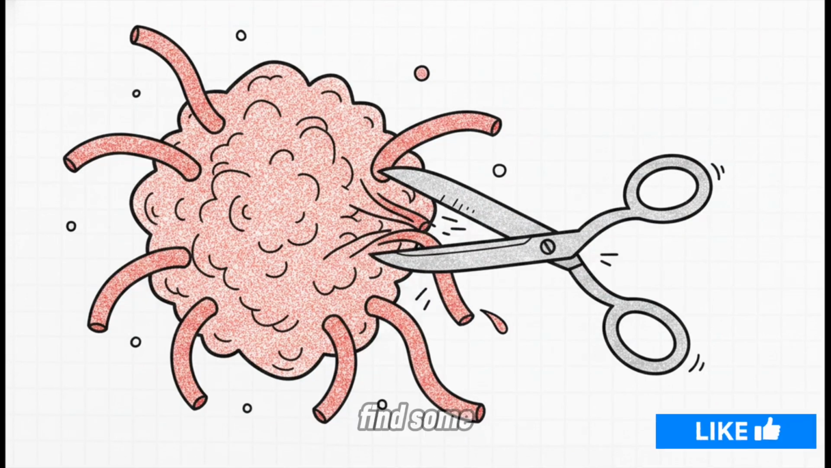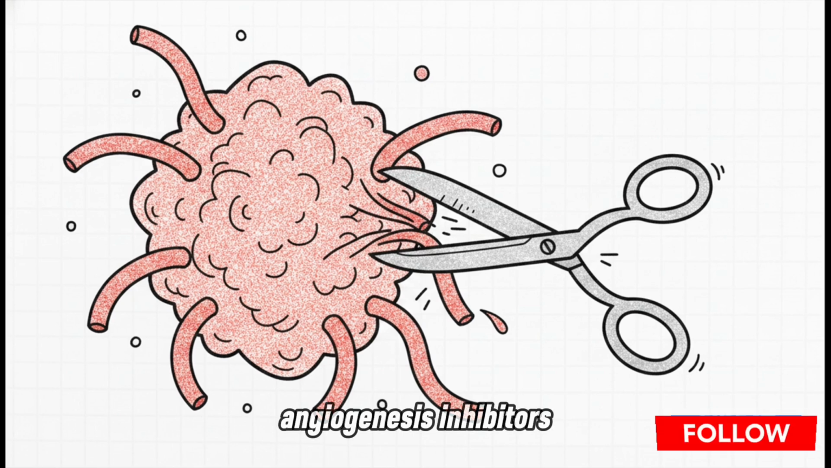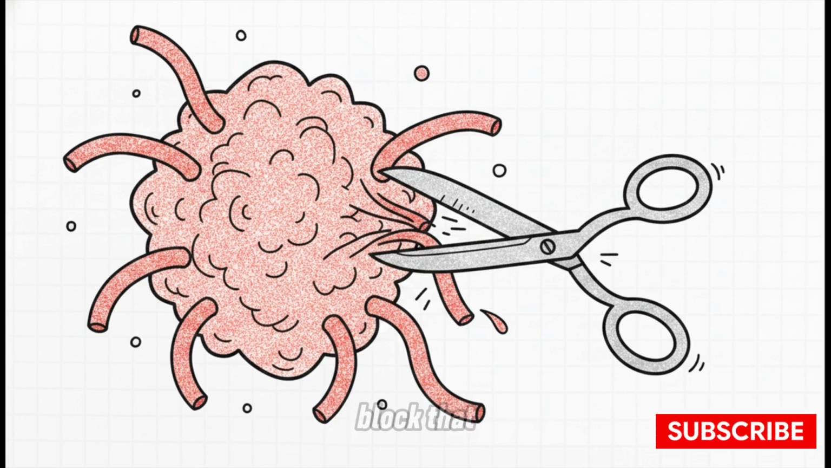But here is where we find some incredible scientific hope. Because researchers understand this exact plumbing process, they've been able to develop highly targeted treatments. There are drugs called angiogenesis inhibitors, and they are designed to specifically block that blood vessel growth. If you can cut off the tumor's food and oxygen supply, you can force it to stop growing entirely, and in some cases, you can actually make it shrink. It's amazing. By understanding the biology, doctors can literally cut the problem off at its source.